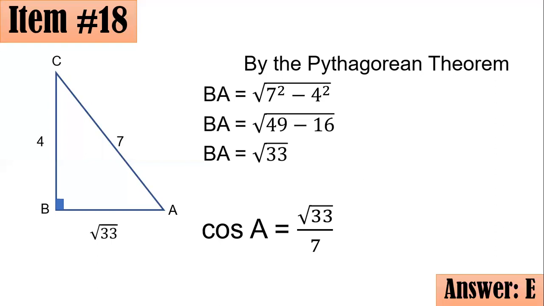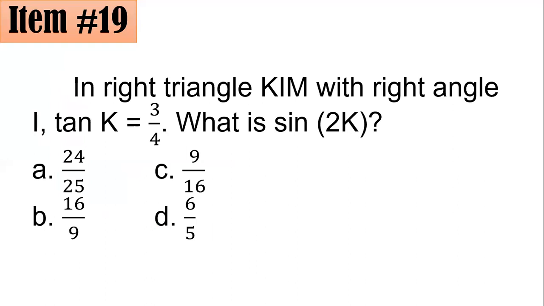Okay, let's proceed with number 19. In right triangle KIM with right angle I, tangent K equals 3/4. What is sine 2K? Is it 24/25, 16/9, 9/16, or 6/5?